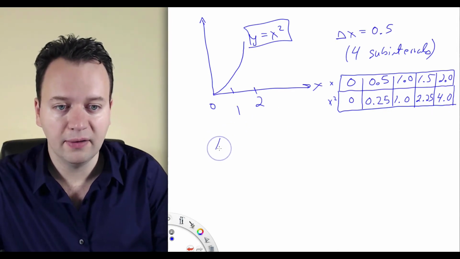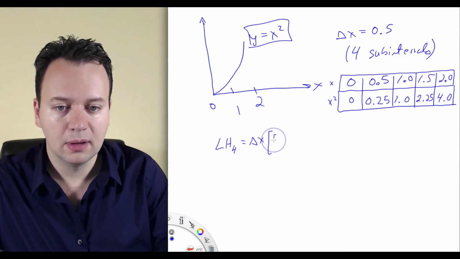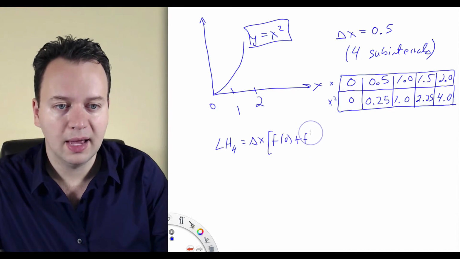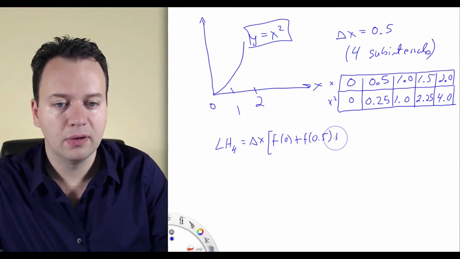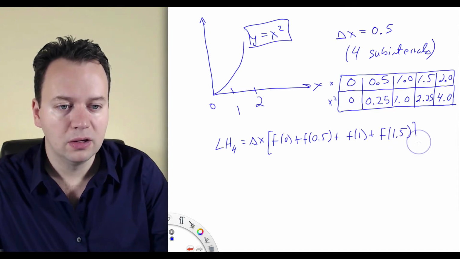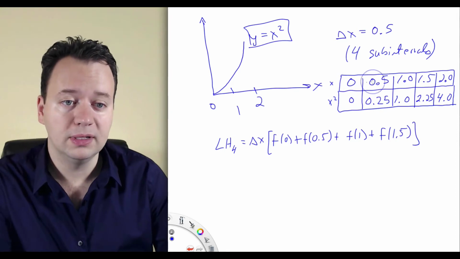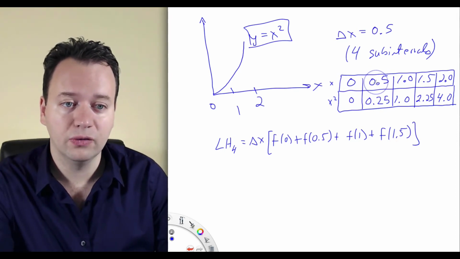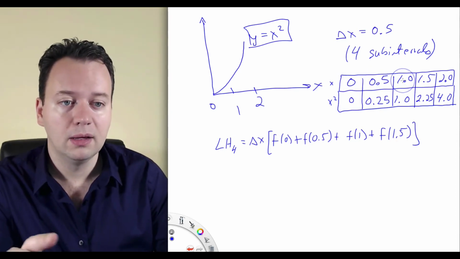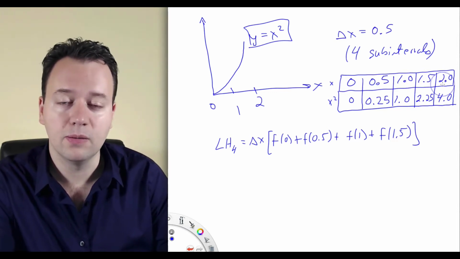So if we use the left-hand Riemann sum, LH4, it's going to be delta x times f of 0 plus f of 0.5 plus f of 1 plus f of 1.5. So I use each of the left endpoints. The first interval is between 0 and 0.5. The second interval is between 0.5 and 1. The third interval is between 1 and 1.5, and the fourth interval is between 1.5 and 2.